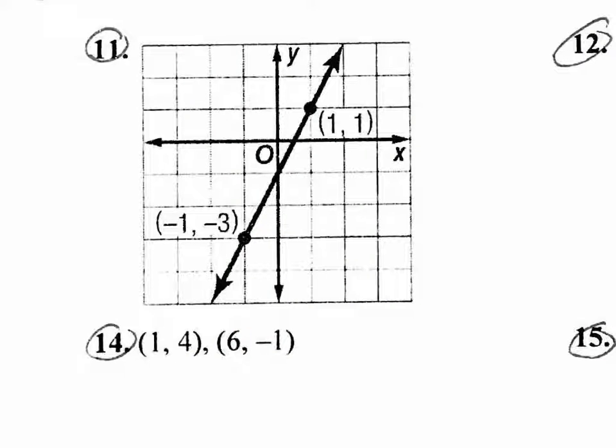Let's jump to a more entertaining problem. Actually, these aren't even entertaining. They're ridiculously easy. Because like 11, what are the two things that you need to write an equation? M and B. M and B, that's right.